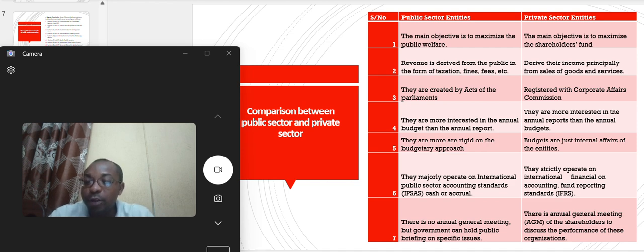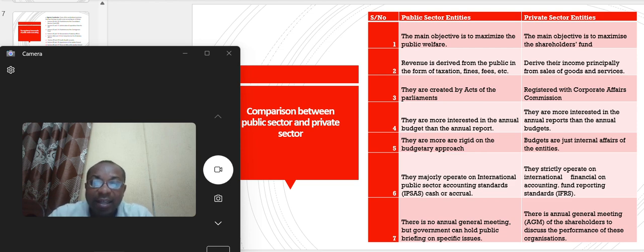What did we do the previous year? What did we do this year? Last 5 years, what did we do? It is in their annual report that they will see all those things. So they are more interested in that. But in the public sector, they are more interested in their annual budget.